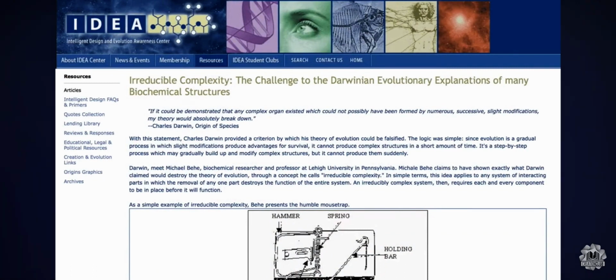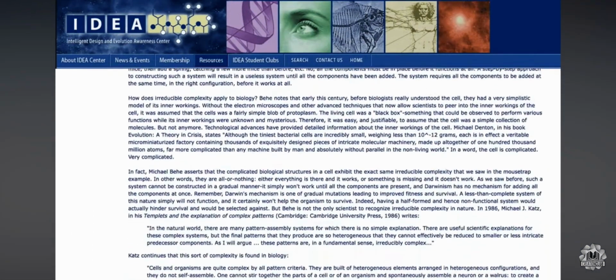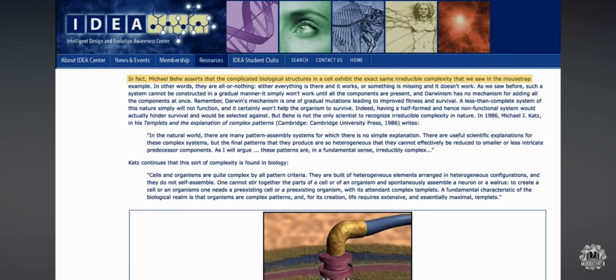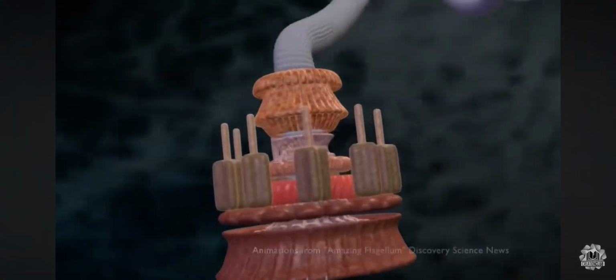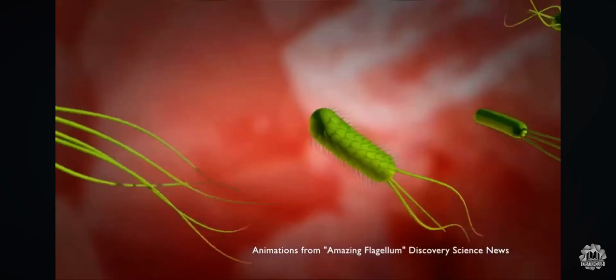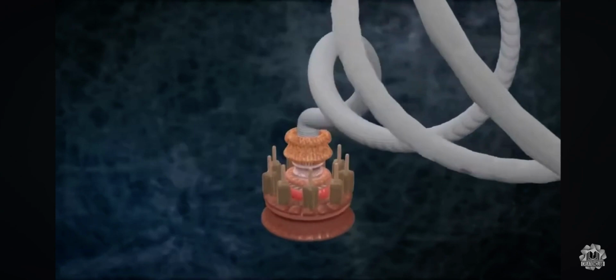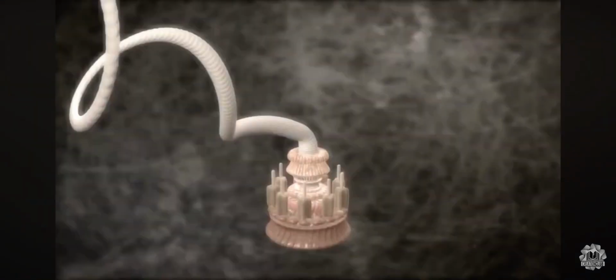An article on the Intelligent Design and Evolution Awareness Center's website summarizes irreducible complexity. Michael Behe asserts that the complicated biological structures in a cell exhibit the exact same irreducible complexity that we saw in the mousetrap example. In other words, they are all or nothing. Either everything is there and it works, or something is missing and it doesn't work. As we saw before, such a system cannot be constructed in a gradual manner. It simply won't work until all the components are present, and Darwinism has no mechanism for adding all the components at once. As noted previously, there are over 40 different protein parts which must work together in harmony for this unimaginably small outboard motor to propel the bacteria. And if any of these parts were missing, the entire biological machine would lose all function.